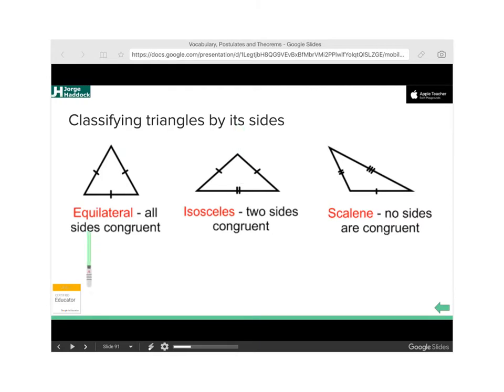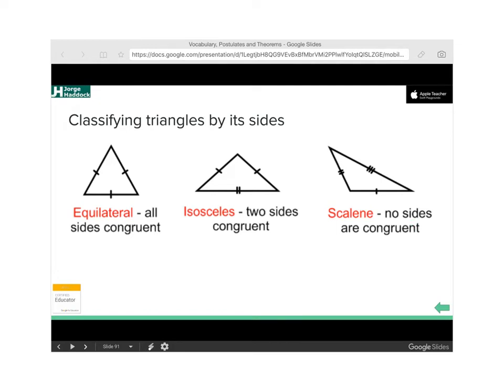The first type of classification is an equilateral triangle. It's a triangle that has all its sides congruent. The second one is an isosceles triangle. It's one that has at least two sides congruent. Again, it has at least two sides congruent, right? And the last one is the scalene triangle, right? And that one is a triangle with no sides that are congruent.